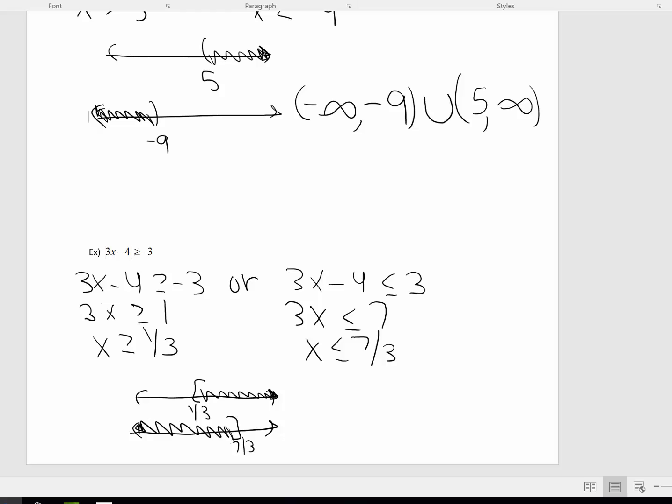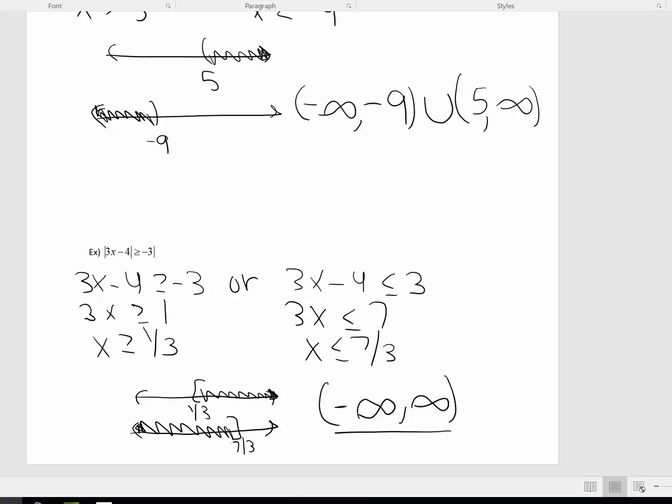Now, notice here this is not a disjointed set. They do have something in common. So now, if I combine this line with this line, what do I have? Well, I have everything, right? So here my solution is negative infinity to positive infinity, meaning any real number that I plug in for x will make this inequality a true statement.